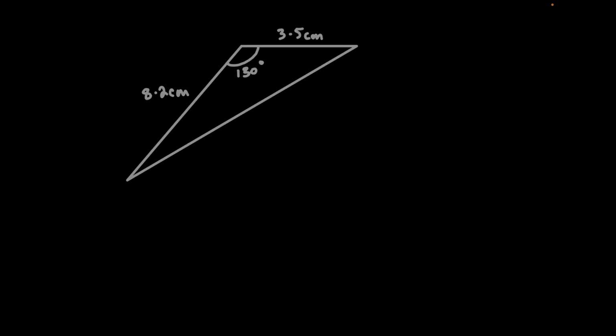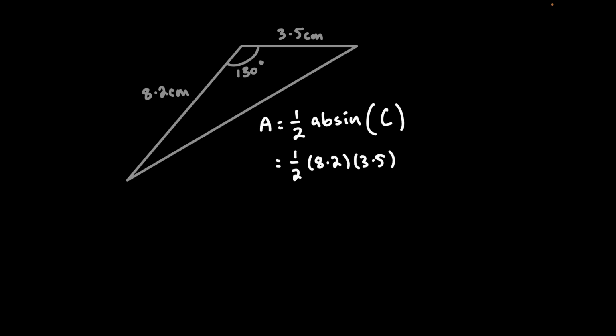Okay, this is our next triangle. Again, we have two sides and the angle in between those two sides. So we can use the formula that the area equals half times AB times the sine of angle C. In this case, it would be half times 8.2 times 3.5 times the sine of the angle in between, which is 130 degrees. And all that would give us is 10.99 centimeters squared, which can also be rounded to 11 centimeters squared. And that is how you do this question here.